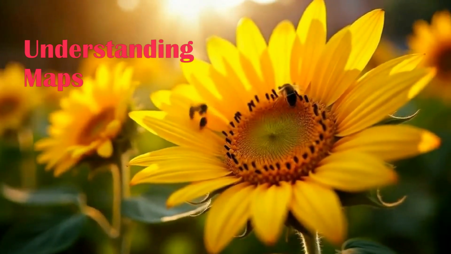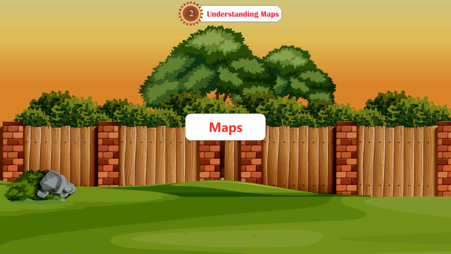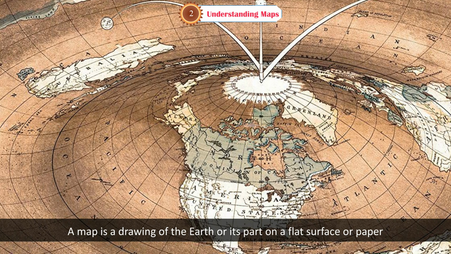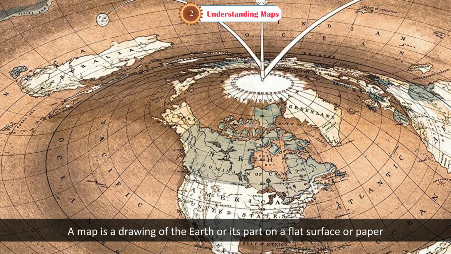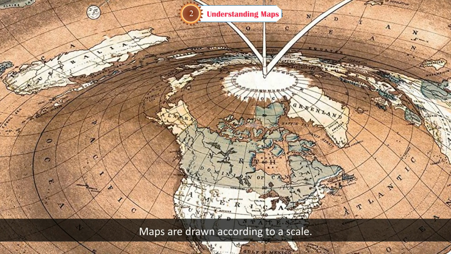Understanding maps. Main points: maps and their types, elements of a map. Maps. A map is a drawing of the earth or its part on a flat surface or paper. Maps are drawn according to a scale.